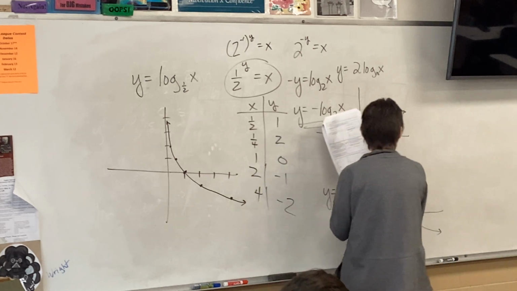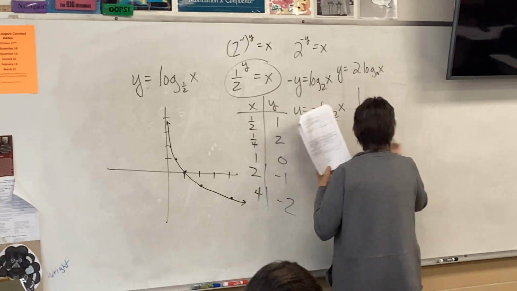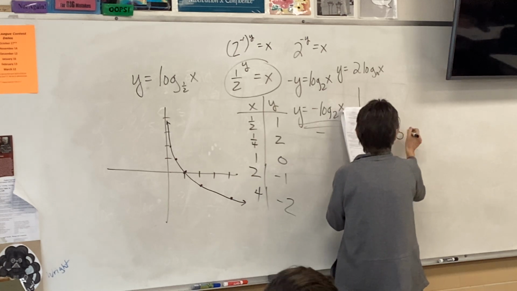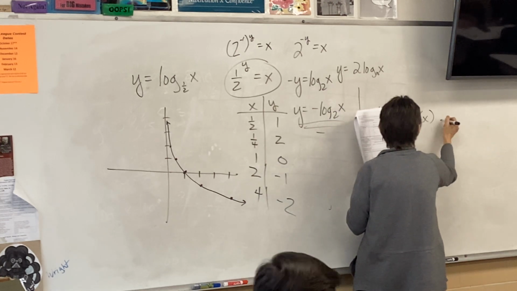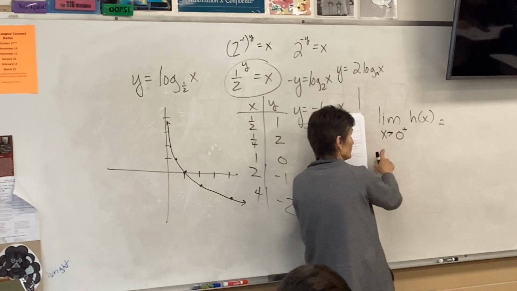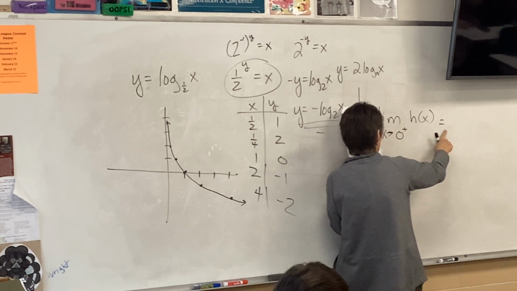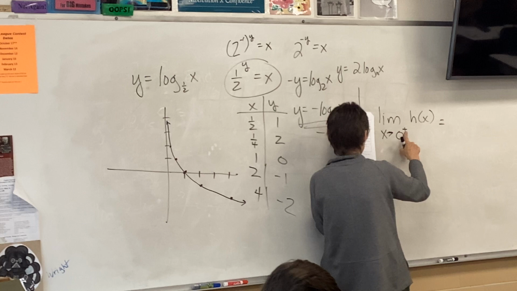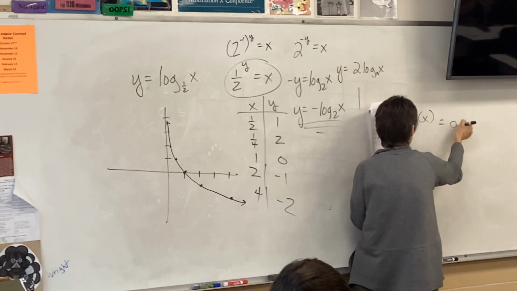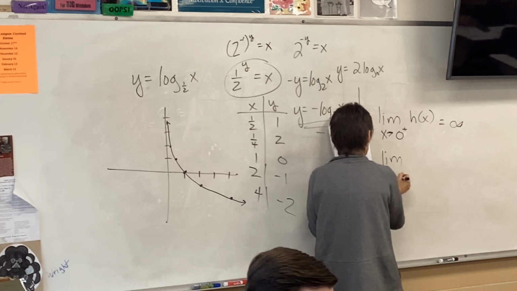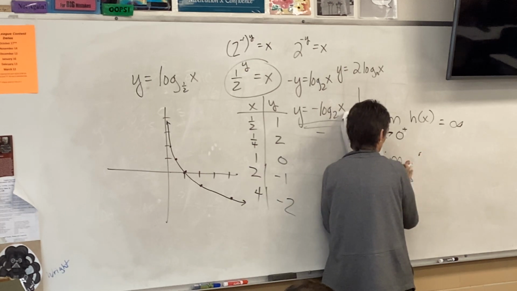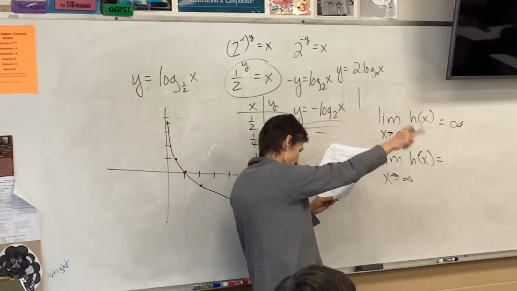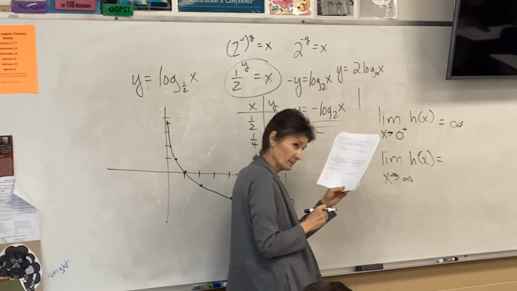So what about for B? On the left side, we're approaching 0. What is our limit for problem B? As we approach 0 from the positive side, from the right side, positive infinity, yep. And what about on the right side? As we go to positive infinity, what is our curve doing? Negative infinity.